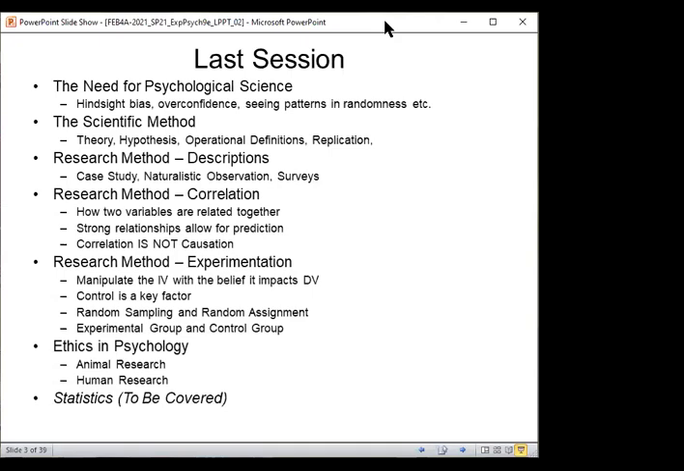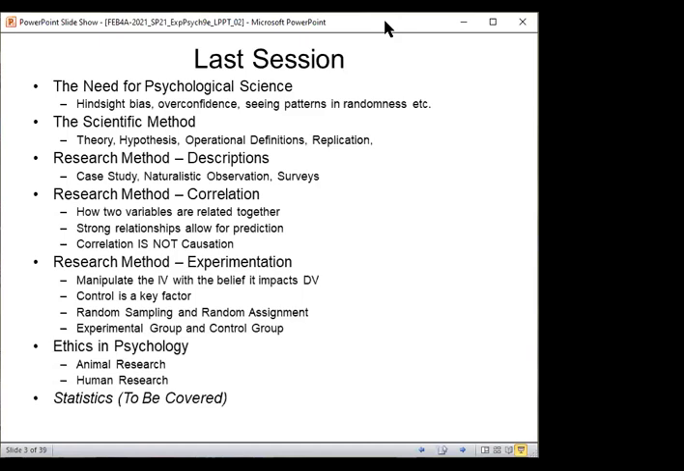And then finally, we talked about the key research methodology of experimentation. This is the one that allows us to suggest causality. Here, we manipulate the independent variable. That's the variable that the researcher has control over. They manipulate that independent variable with the belief that it will have some impact on another variable of interest. And the true variable of interest is the DV, or dependent variable. The dependent variable is named that simply because it depends on the condition or the state or the level of the independent variable.